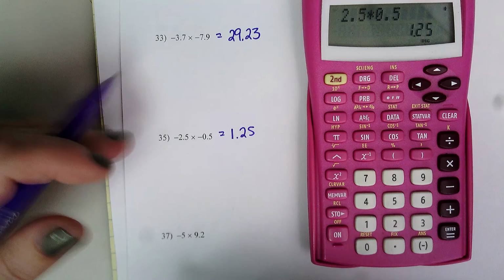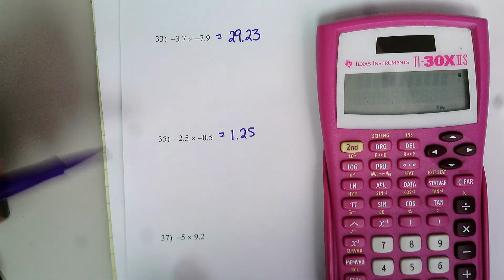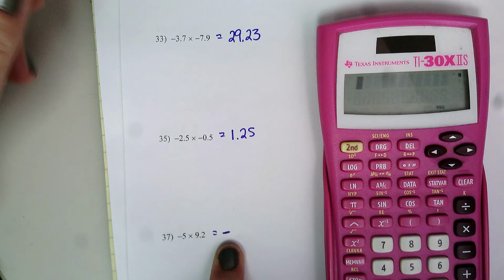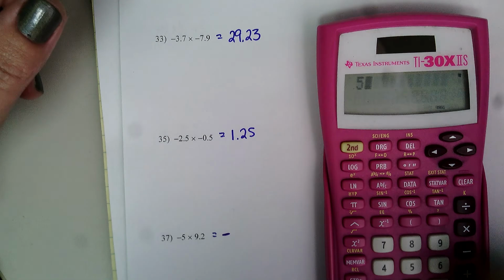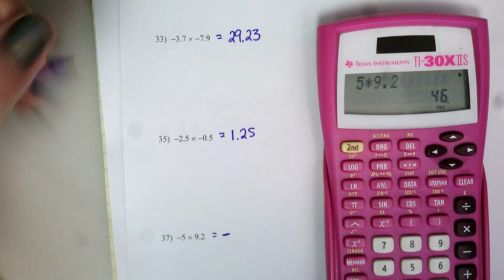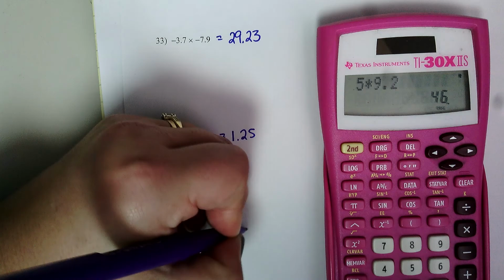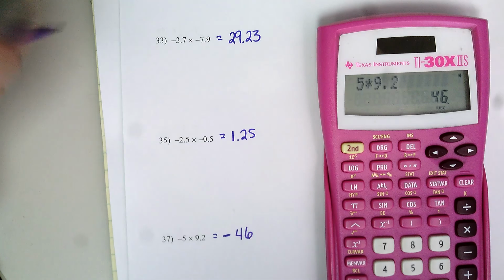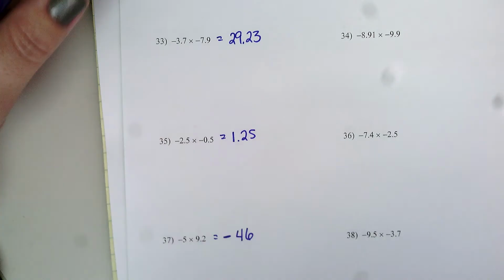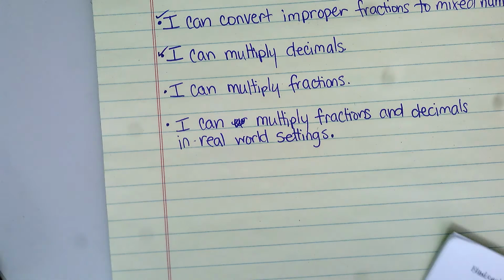Okay, number 37. Number 37 is only one negative, so I'm going to put my negative out here because my answer is going to be negative. And I'm going to have 5 times 9.2, and that gives me 46. So it is 46 with the negative in front of it, negative 46. Okay, that is how you multiply decimals. So we have done that. Check that off the list.